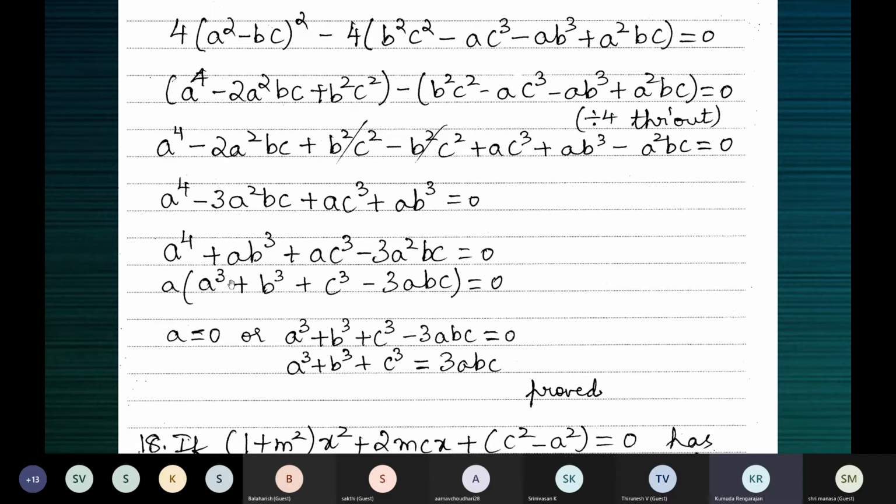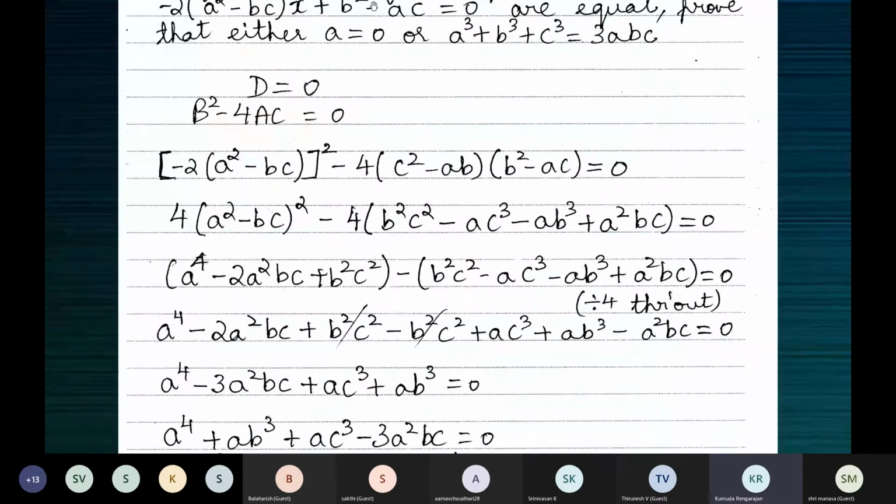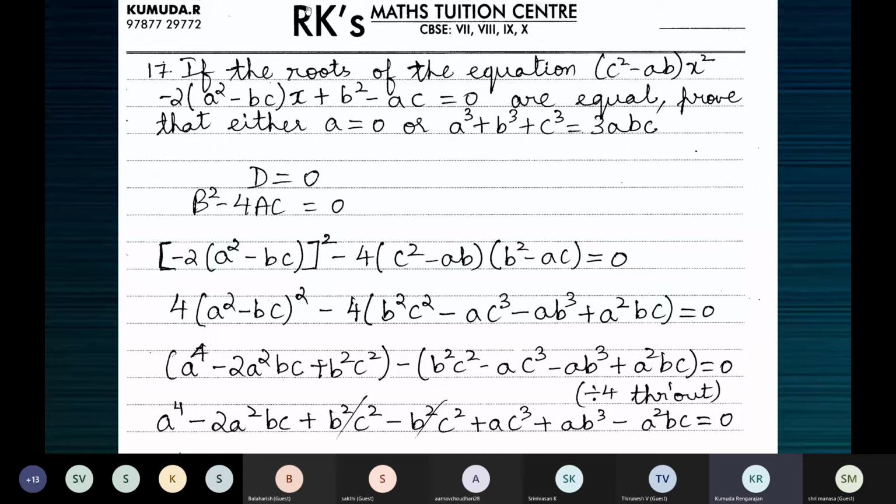This product is 0, which means either a is equal to 0 or the value of this expression is 0. So we have a is equal to 0, or when this is 0, on transposing minus 3abc, we get a cube plus b cube plus c cube is equal to 3abc. And that's what we had to prove: either a is 0 or a cube plus b cube plus c cube is equal to 3abc.